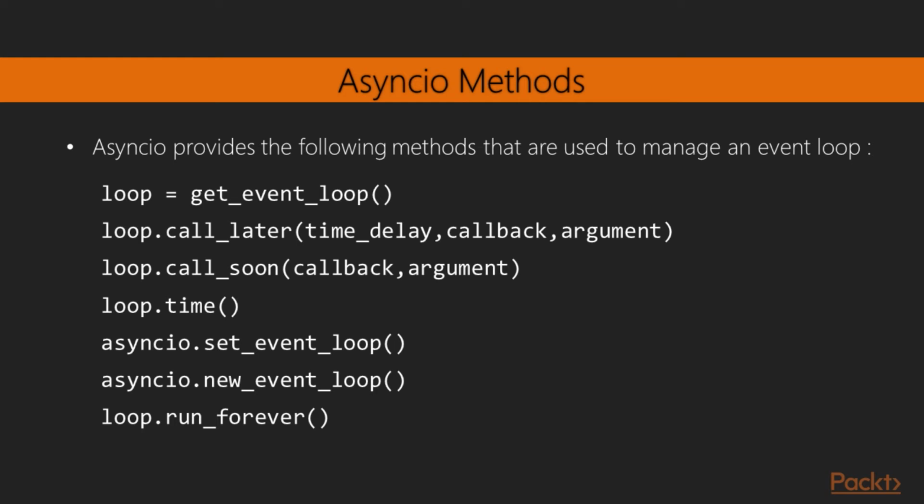5. Asyncio.setEventLoop. This sets the event loop for the current context to loop. 6. Asyncio.newEventLoop. This creates and returns a new event loop object according to the policy's rules. 7. Loop.runForever. This runs until stop is called.